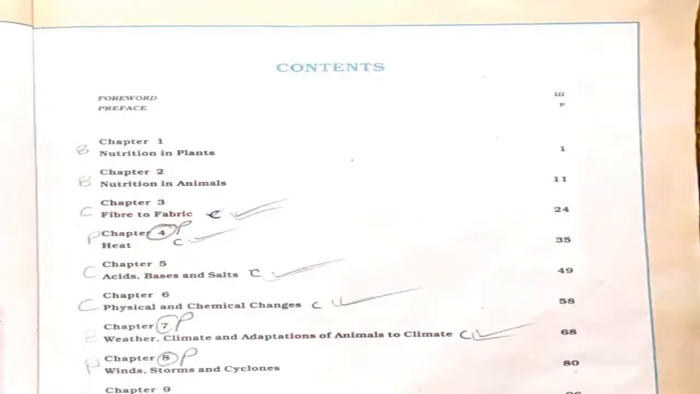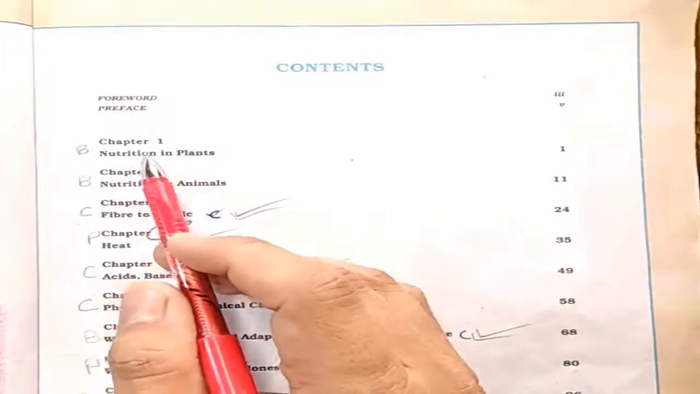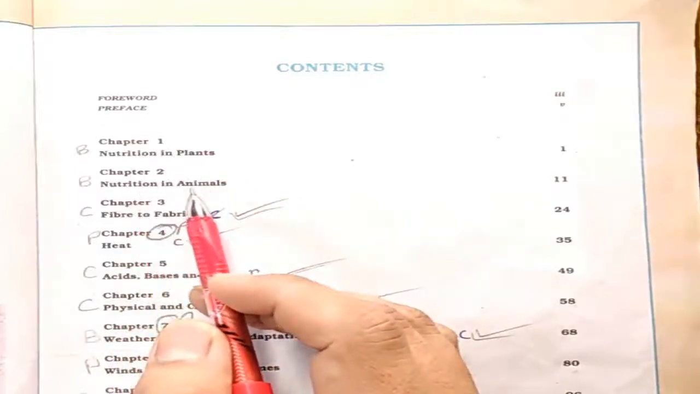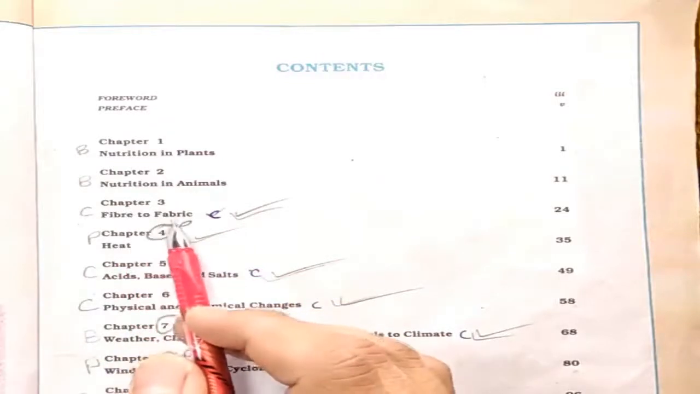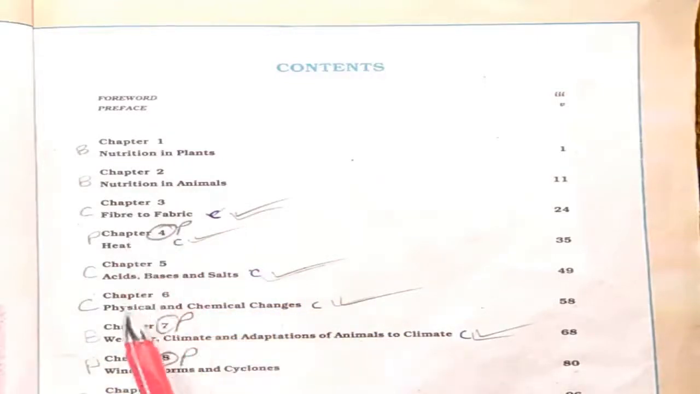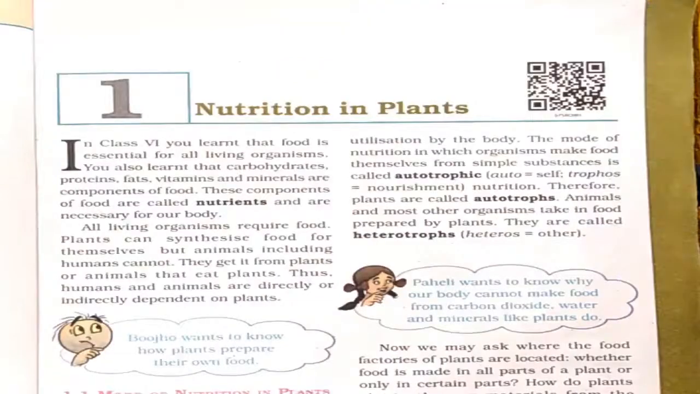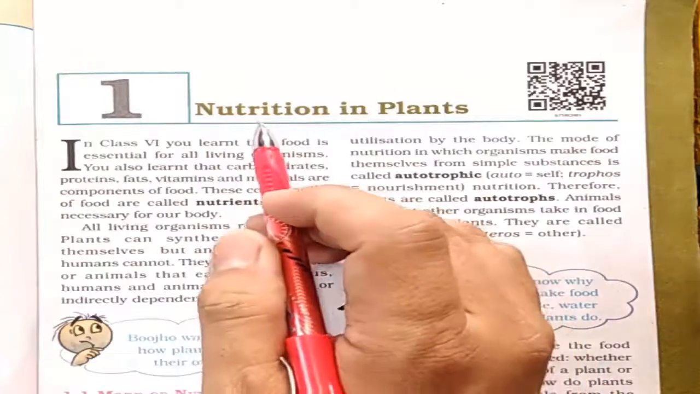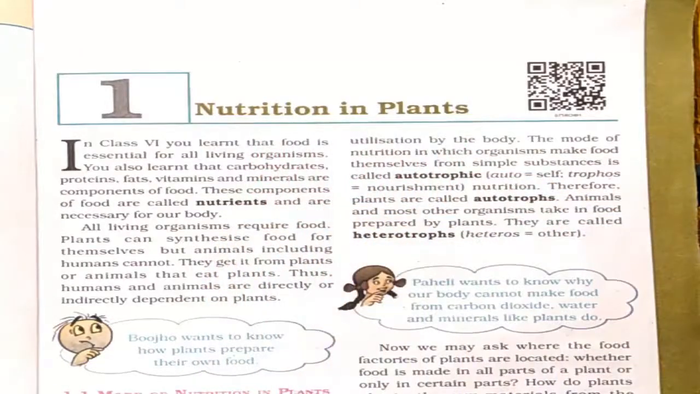Out of these 18 chapters, for the first terminal examination, we will do chapter number 1, Nutrition in Plants, chapter number 2, Nutrition in Animals, chapter number 3, Fiber to Fabric, chapter number 4, Heat, chapter number 5, Acids, Bases and Salts, and chapter number 7, Weather, Climate and Adaptations of Animals to Climate. So let's start chapter number 1, Nutrition in Plants.